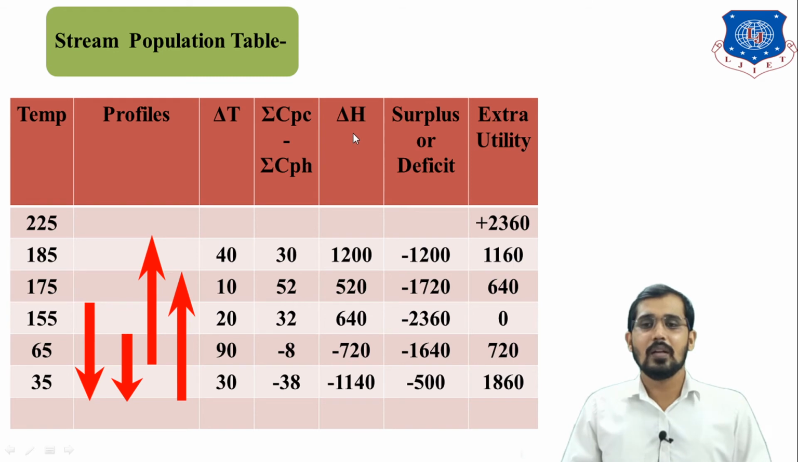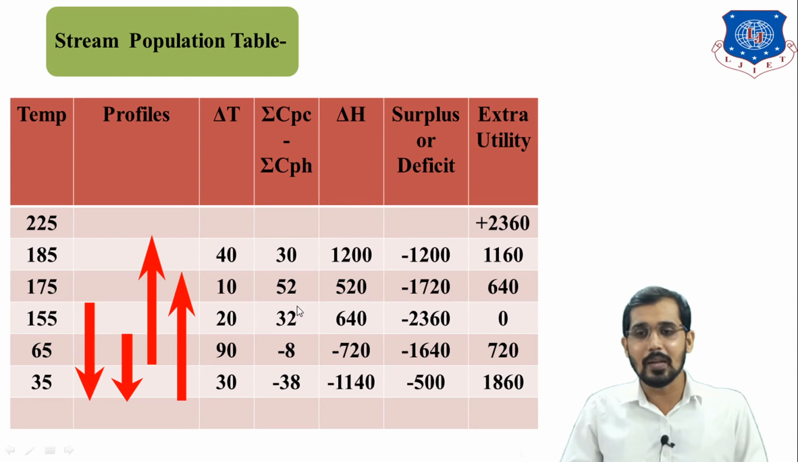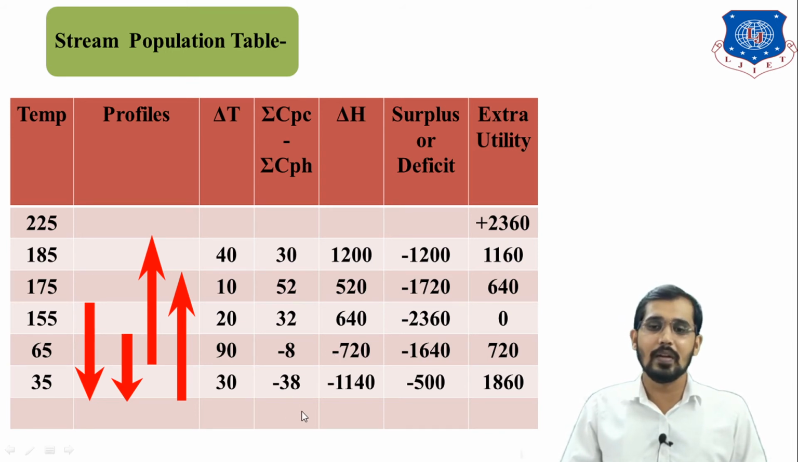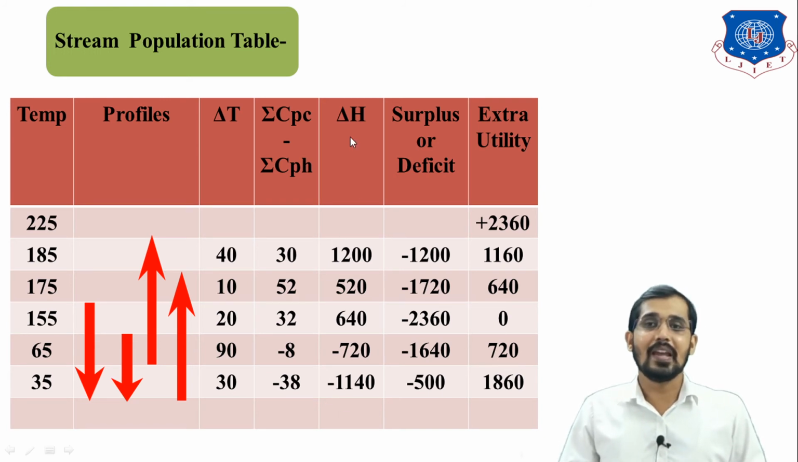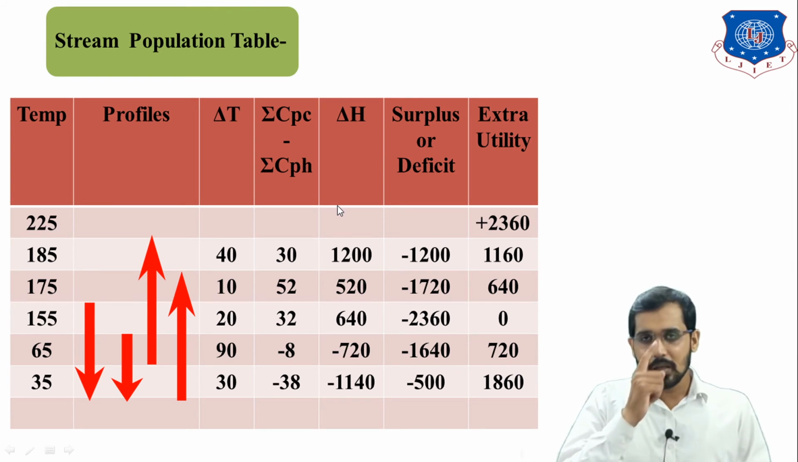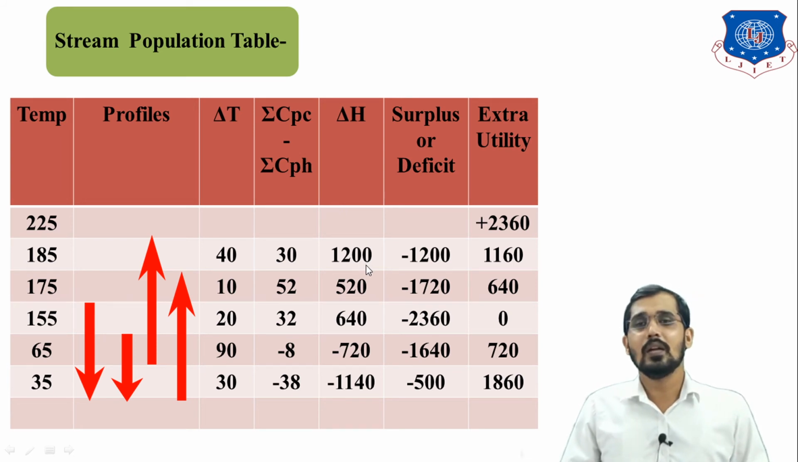After that you can see delta H. Delta H is nothing but MCP delta T. This is the MCP value, the specific heat flow rate. So just multiply: 40 into 30, you will get 1200, 52 into 10, 520, 32 into 20, you will get 640, 90 into minus 8, you will get minus 720, and lastly minus 38 into 30, you will get minus 1140. So this is all about delta H. This is nothing but sensible heat, and you can calculate this heat by using MCP delta T.